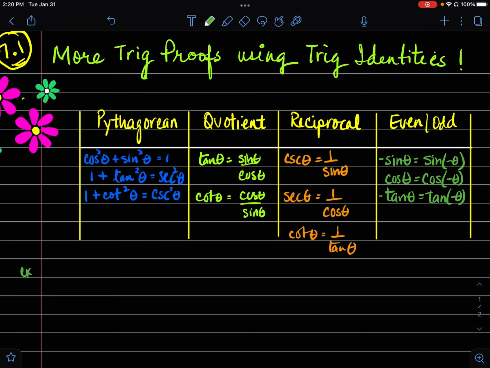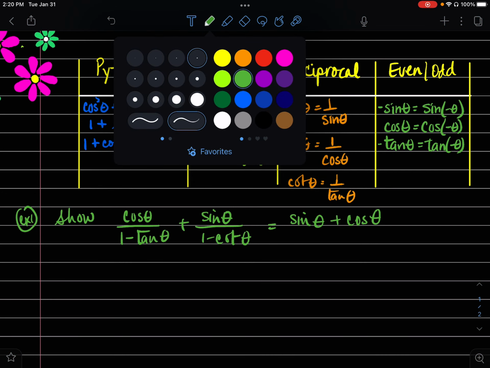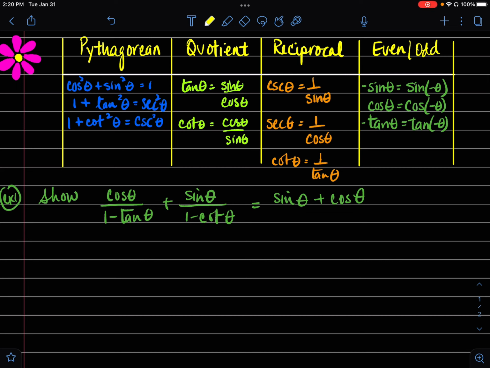All right, here's the first example. This one says, show or prove that all of that is equal to sine theta plus cosine theta. All right, you've got to prove that. Clearly the left-hand side looks more complicated than the right-hand side, so I'm going to get started with the left-hand side. I feel like I need to change this tangent to sine over cosine.